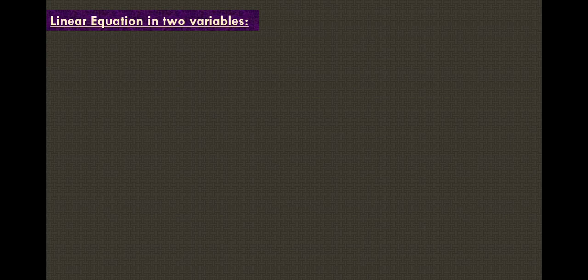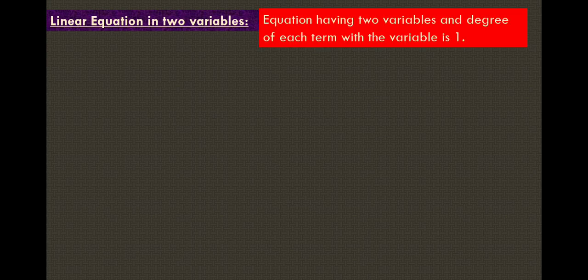Now let us understand what we mean by a linear equation in two variables. An equation having two variables and the degree of each term with the variable being 1 is said to be a linear equation in two variables. Let us understand by some examples.